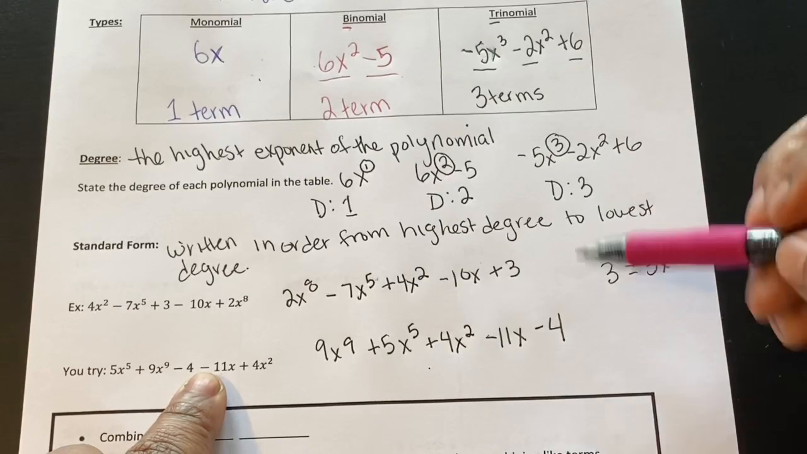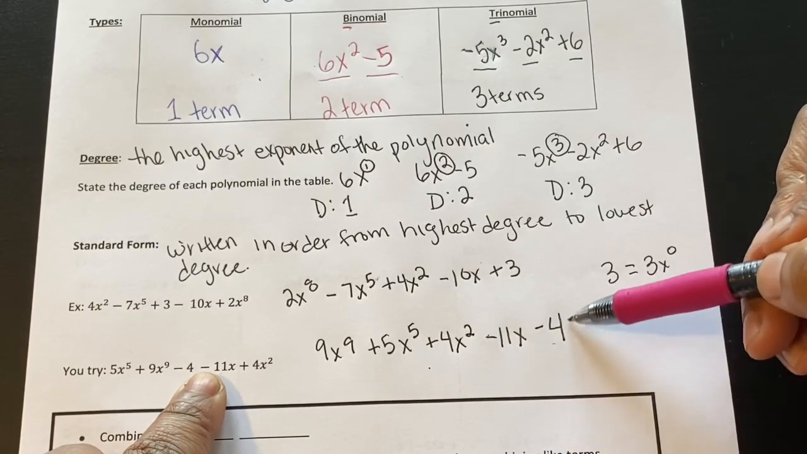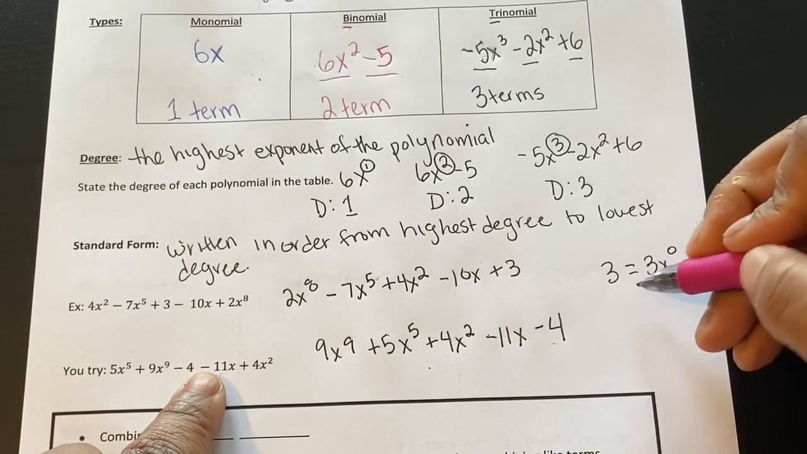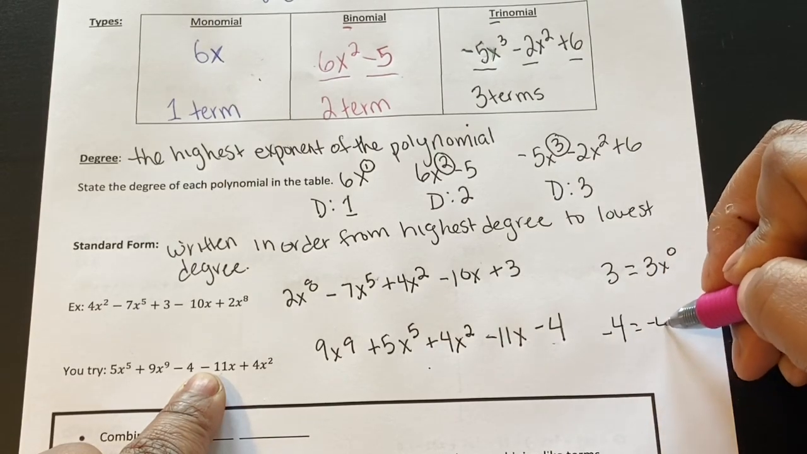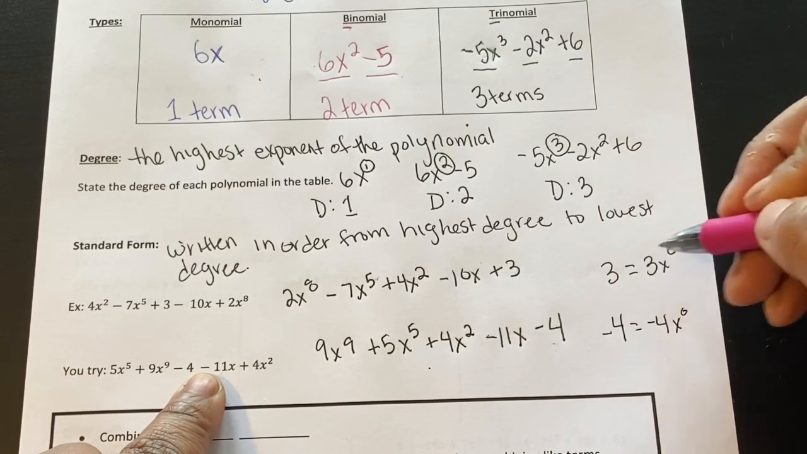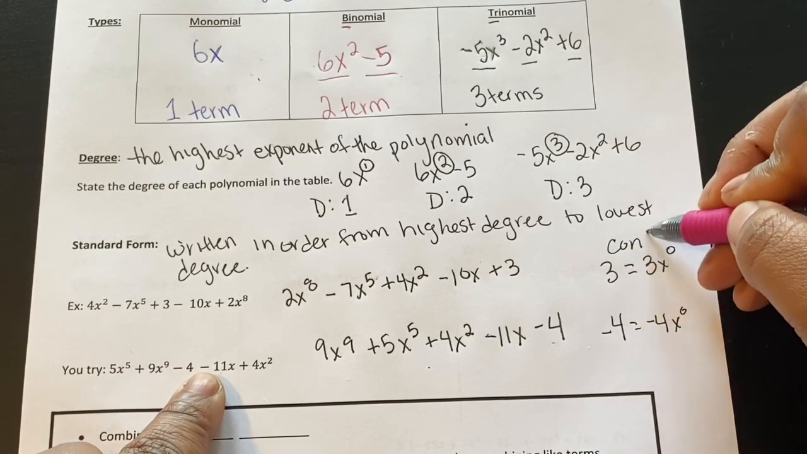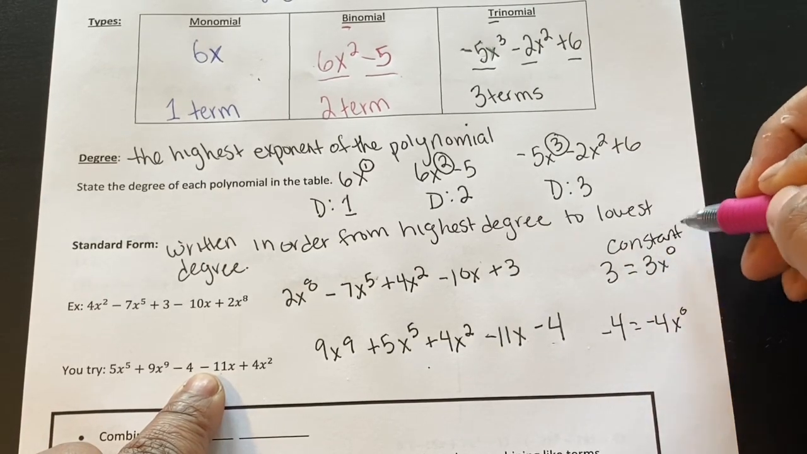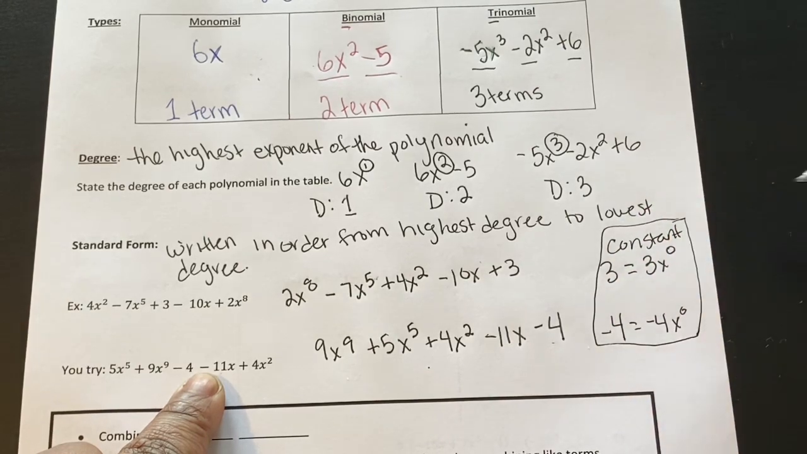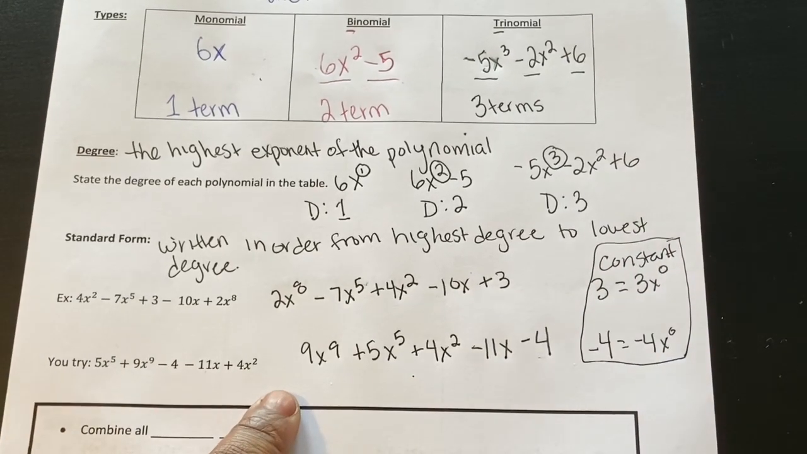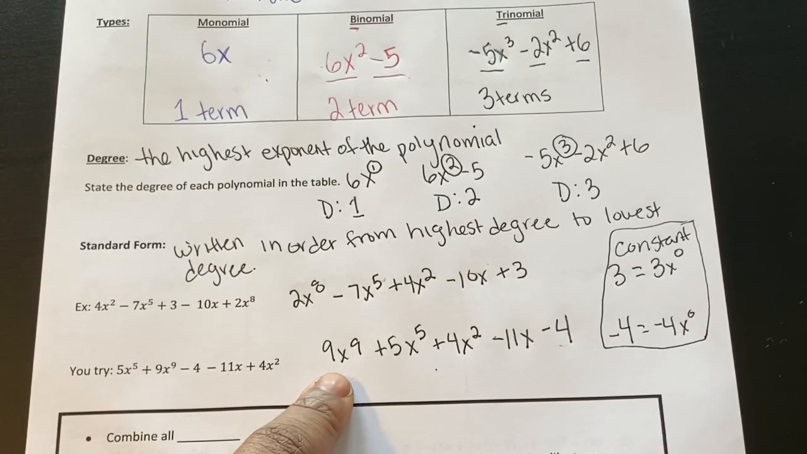When you see a term that does not have an x or does not have a variable, we call that a constant term. That's called a constant term of the polynomial. Okay. So now we have written this polynomial in standard form from highest degree to lowest degree.